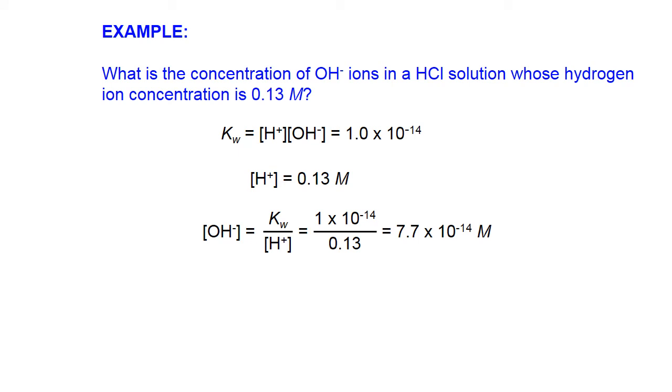Okay, quickly, what's the concentration of hydroxide ion in a solution of hydrochloric acid, whose hydrogen ion concentration is 0.13 molar? Now Kw is 1 times 10 to the negative 14, H plus is 0.13. Hydroxide is Kw divided by concentration of H plus. And we have our result.